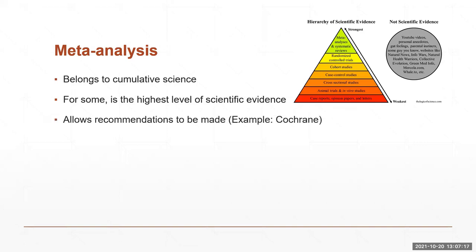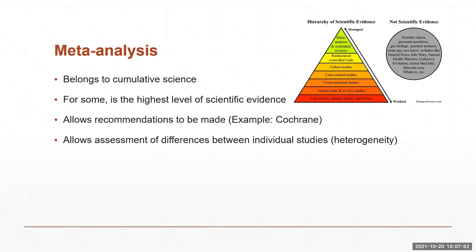This is the highest level of scientific evidence, and the important point here is that it allows recommendations to be made. For example, the Cochrane reviews make recommendations out of meta-analyses, and these recommendations are very important. For example, they have recommendations for medication and for psychotherapy, for depression, anxiety, etc. So they need to be sure that meta-analyses show a true and strong effect of this type of psychotherapy or medication, etc.